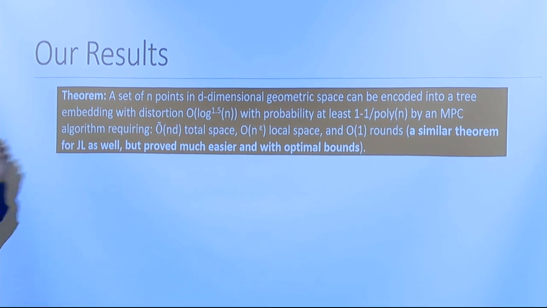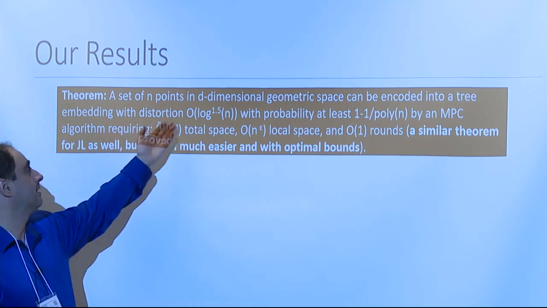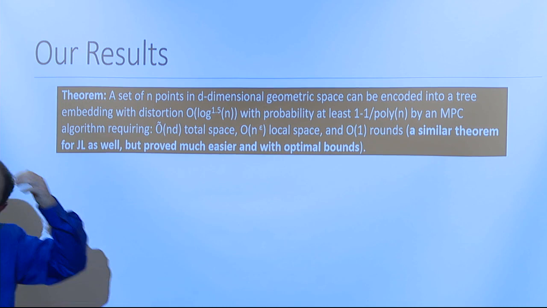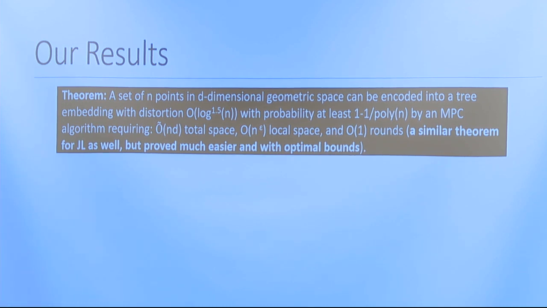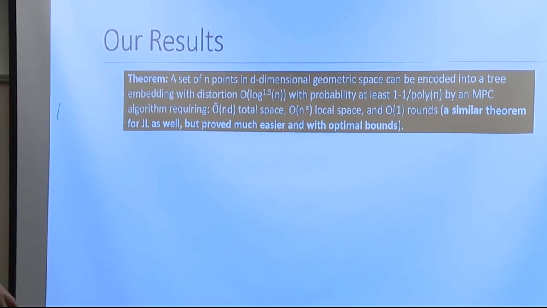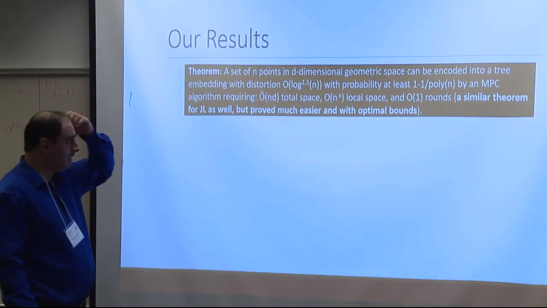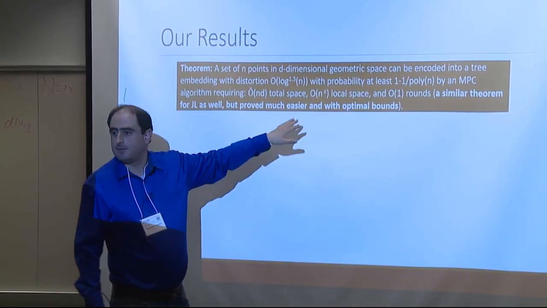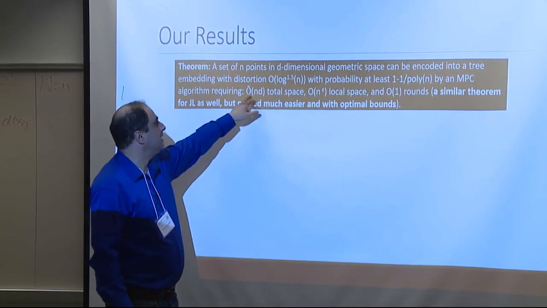But here, we have a set of points in d-dimensional geometric space that you want to essentially encode into some tree embedding. So this is the thing. We will get the distortion log n to the 1.5, with high probability in MPC. And this is the idea: that we will get it space efficient. So space efficient means nd total space.